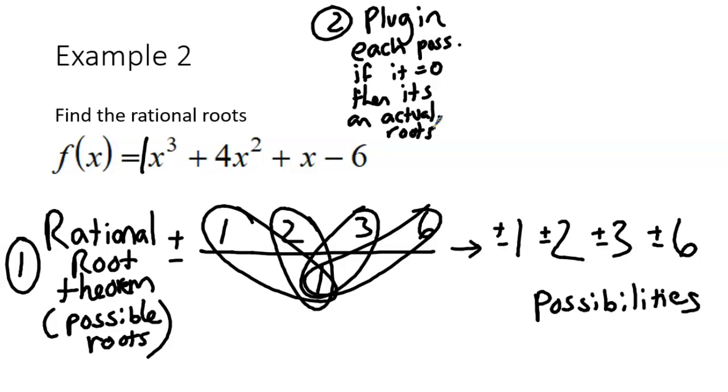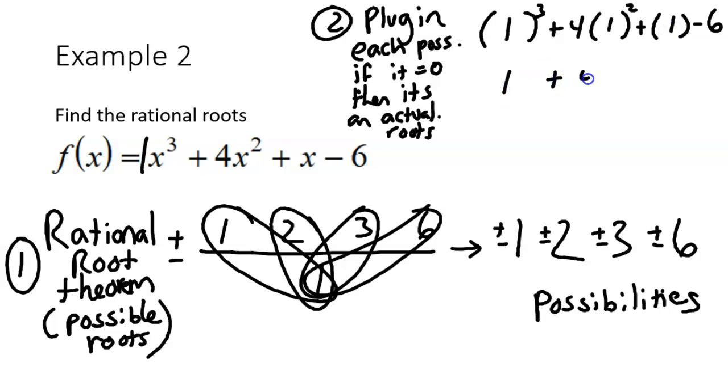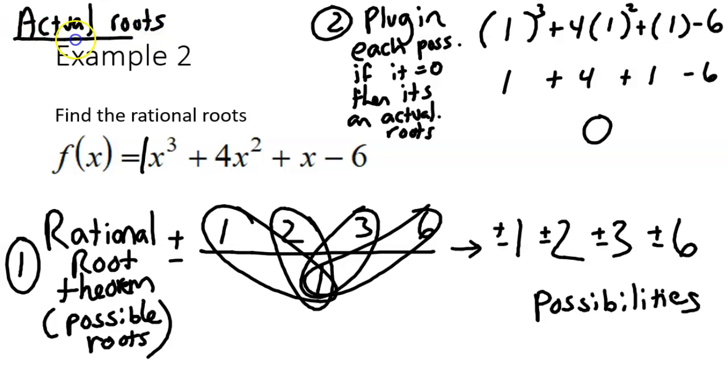Let's start by plugging in our positive 1. Now I'm going to be erasing my work as I go because I don't have a lot of space. But let's start by plugging in a positive one. That's going to give me 1 plus 4 plus 1 minus 6. If I add all those together, I get 0. I have a winner. So let's keep that over here. By plugging in 1, I got 0. So one of my answers is 1. Let's see if negative 1 is a root now.